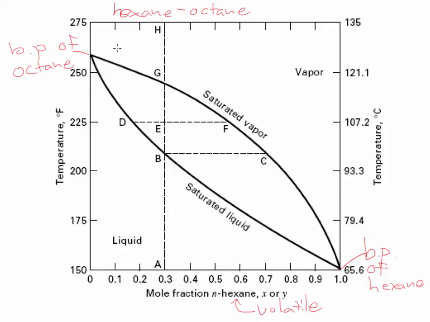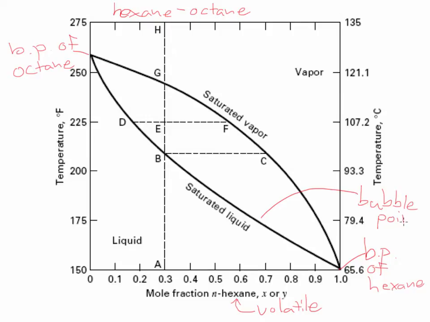Okay, so the two curves here are the saturated liquid curve and the saturated vapor curve. We read off the saturated liquid curve to find liquid phase compositions. We read off the saturated vapor curve to find vapor phase compositions. You can also think of the saturated liquid curve in terms of bubble point temperatures. So think about the saturated liquid curve as a curve showing bubble point temperatures.